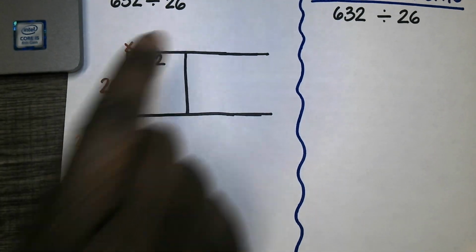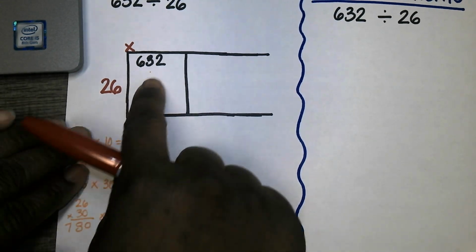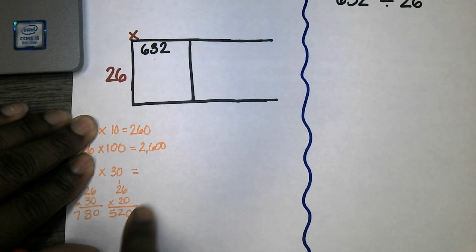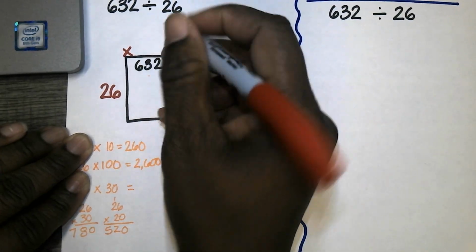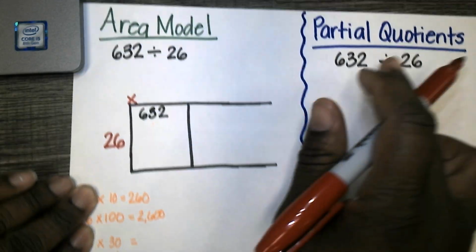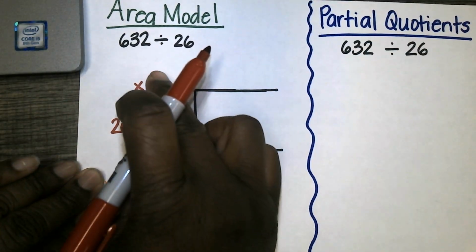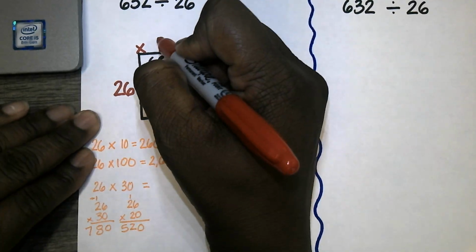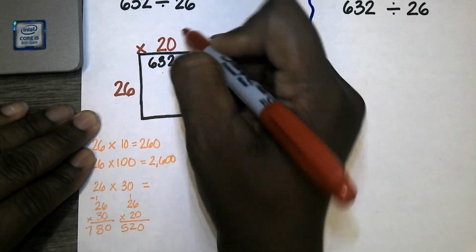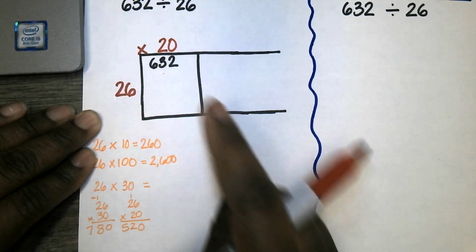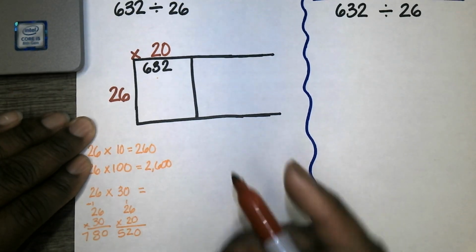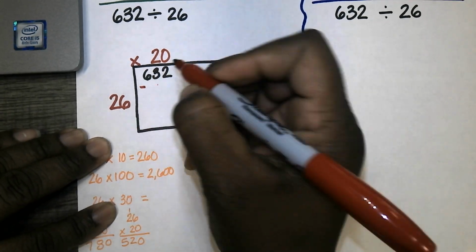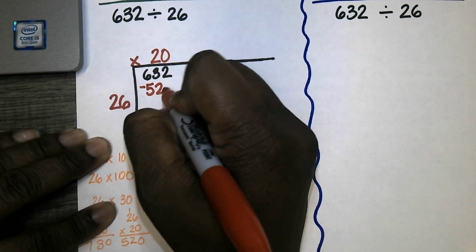That number, that quotient, is partial. That means we haven't satisfied the entire dividend. So it's a partial quotient that goes up here as well. Even though this strategy is called partial quotients, in area model you're collecting partial quotients as well. So 26 times 20, all right, 20 times 26 gave us a product of 520. That gets subtracted from what you started with.